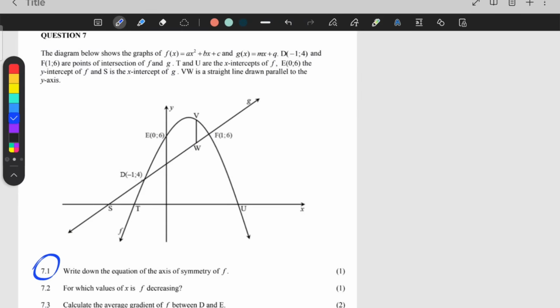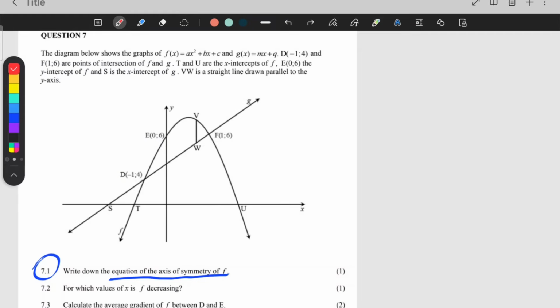The first question is 7.1. Write down the equation of the axis of symmetry. So the axis of symmetry we normally get from the turning point. So we don't have the turning point because we don't have the equation of the parabola. So we need another way to work this out.